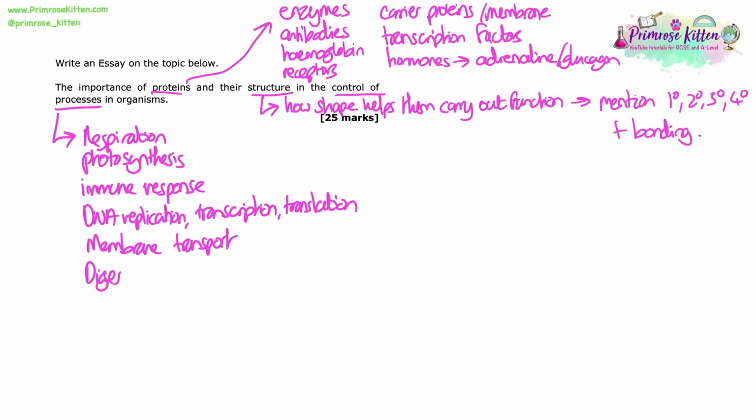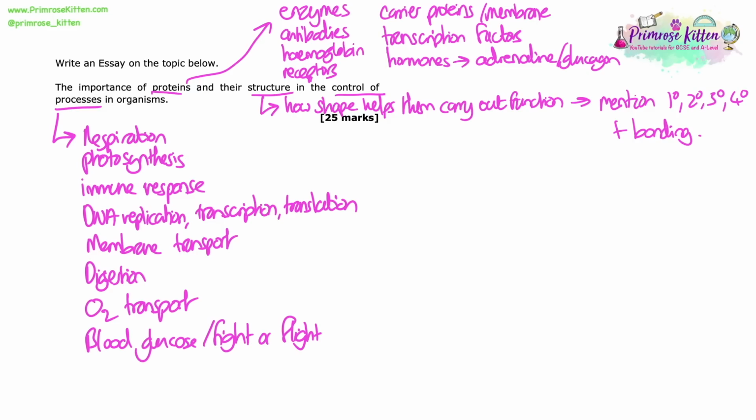active transport, anything that's talking about transport, so any gated ion channels, anything like that. Digestion, obviously a big one with enzymes. There's loads there. Oh, also hemoglobin, oxygen transport. And then hormones, don't forget those. So blood glucose control, or the fight or flight response for adrenaline, or blood glucose control for adrenaline as well. But that also links into the secondary messenger model. So yes, that can be talked about as well because that's a process.